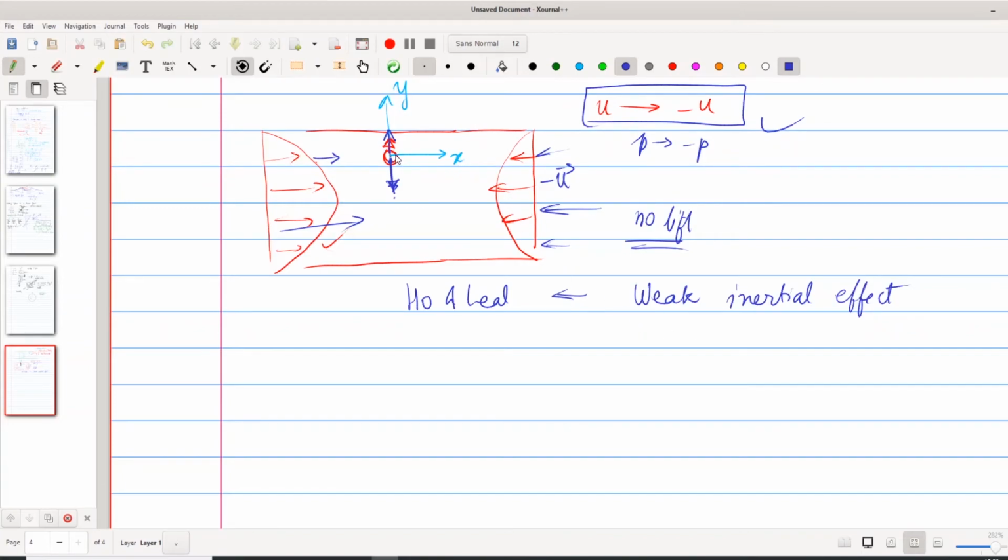Because as the particle goes more and more towards the wall, it will not be an unbounded particle anymore, and it will start seeing effects of the wall. So the weak inertial effect is what causes migration of the particle. But what is actually the weak inertial effect?